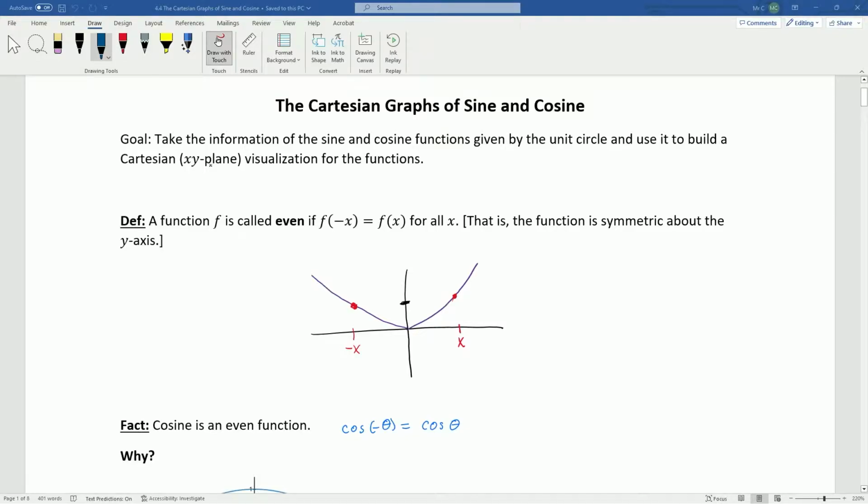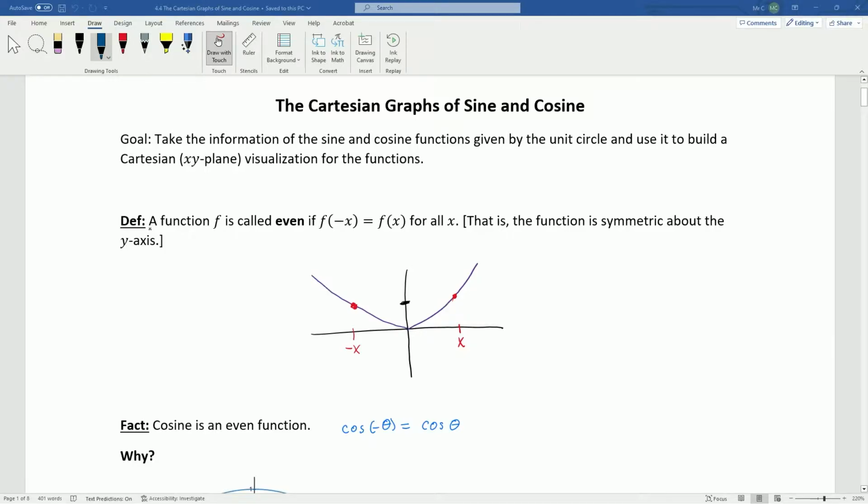So right now, our main visualization tool for sine and cosine is as our x and y coordinates on the unit circle, which is how we define those functions. But when we want to think about the long-term overall behavior of sine and cosine, it helps if we change to the Cartesian graph of the function. So first we're going to take a look at a couple properties. We're going to review a definition from a while back, and then we're going to tie this information all together and use it to draw the graphs for sine and cosine.